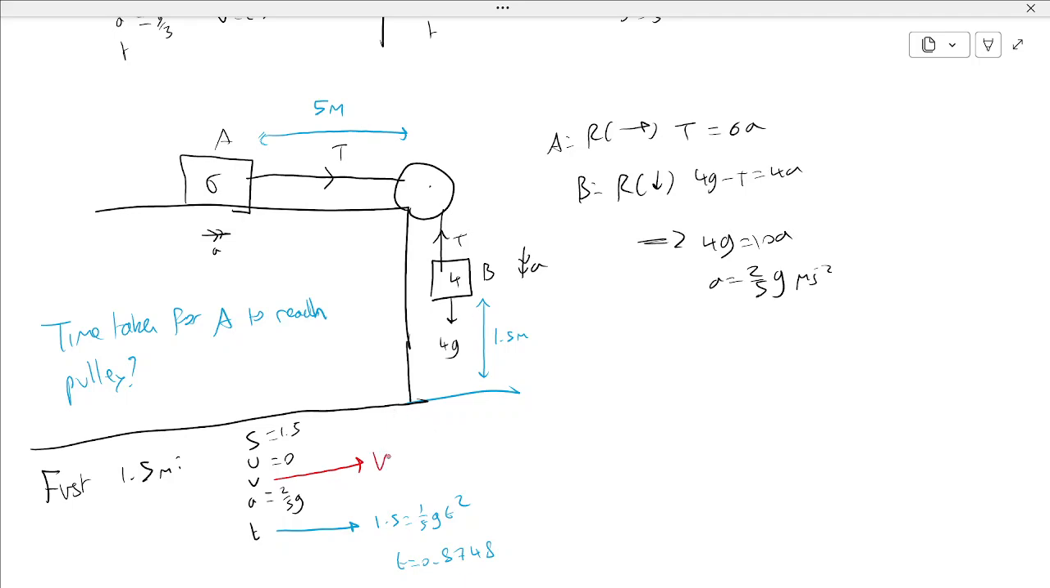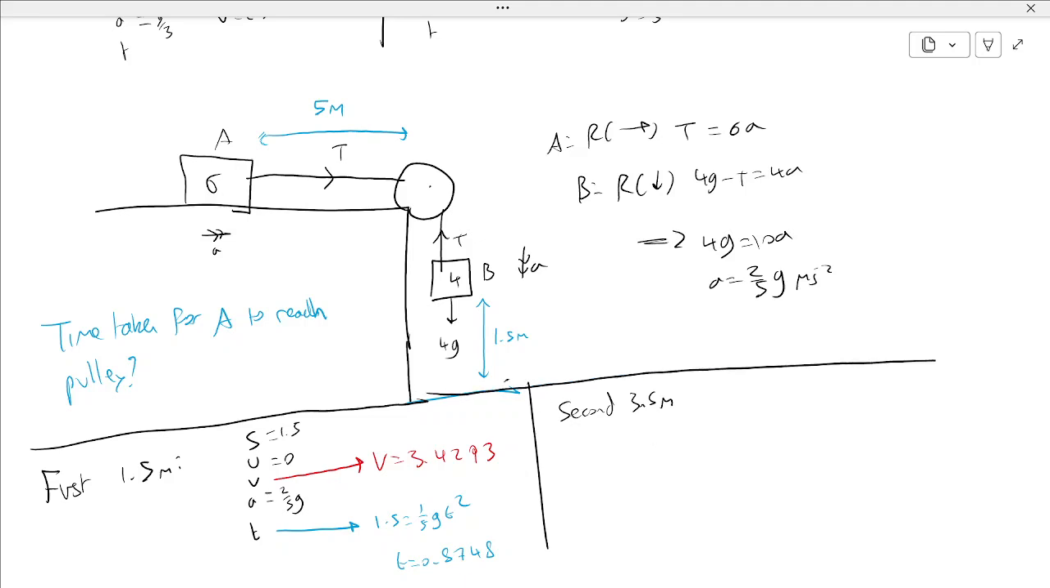v equals 3.4293. Okay. So after 1.5 meters, we know how fast B is moving, and how long it's taken to get there. Now, the second 3.5 meters. This is important. How do we deal with it now?